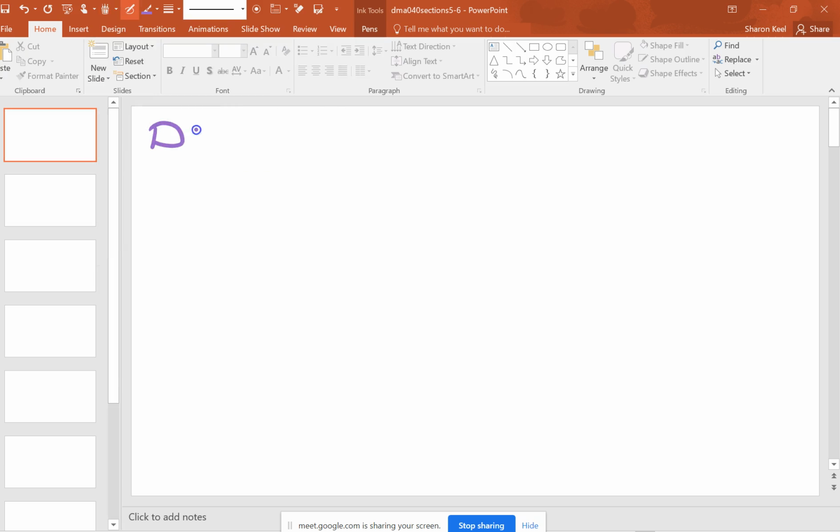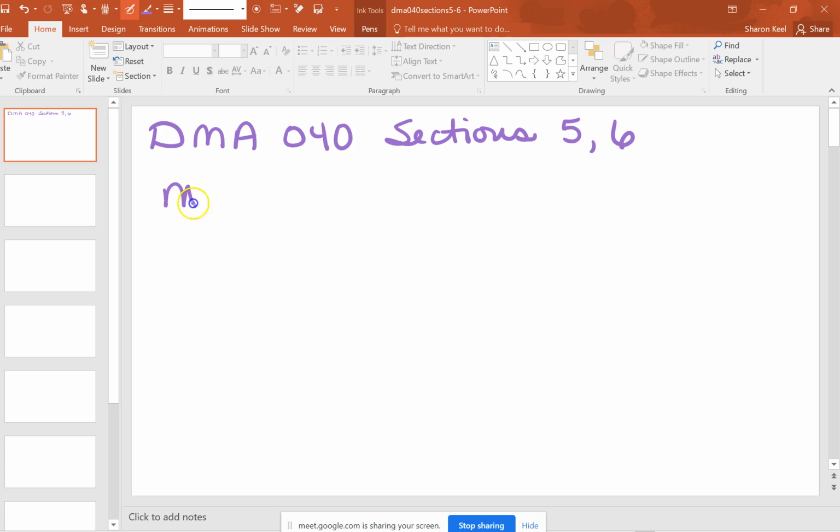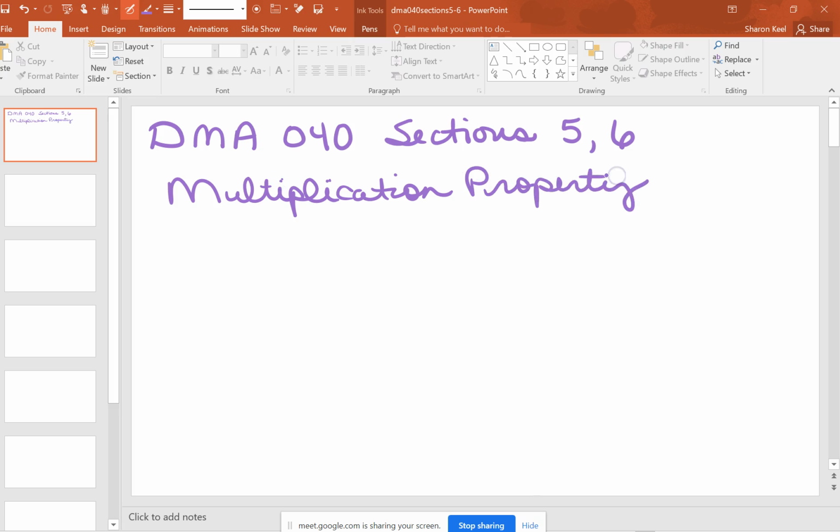Okay, today we're going to be looking at DMA 40, and I'm going to be lecturing on sections 5 and 6. Section 5 is the multiplication property. And section 6 is going to be pulling all of the different skills that we learned from the previous sections combined with this as well.